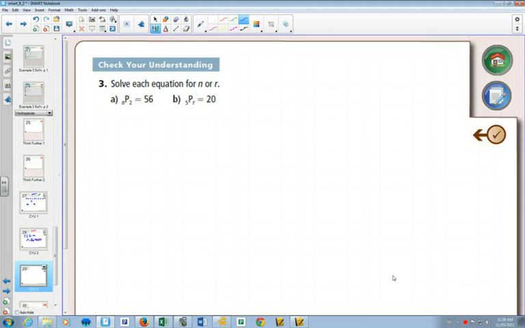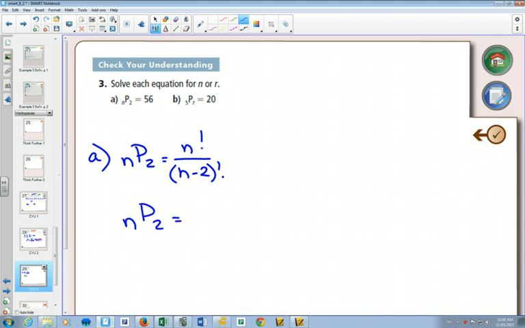So for these algebraic ones, there's a couple of different ways that we can go about it. Okay? If you're using the formula for part A here, the formula says that nP2 is equal to n factorial over n minus 2 factorial. Okay? So then nP2 equals 56. What you would do for showing your work is you could take the nP2 and change it to n factorial over n minus 2 factorial is equal to 56.